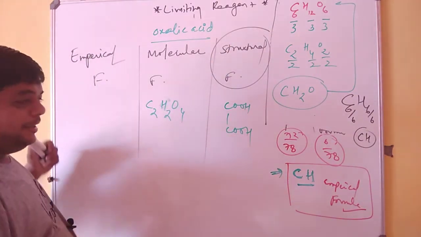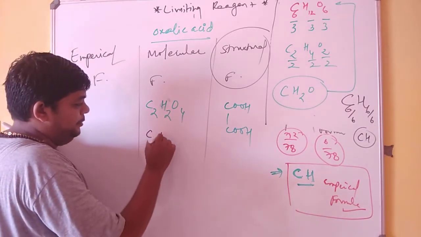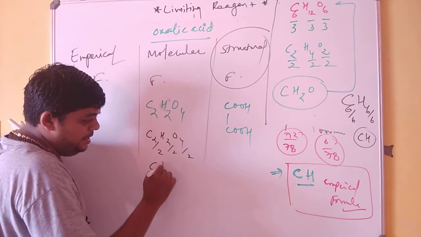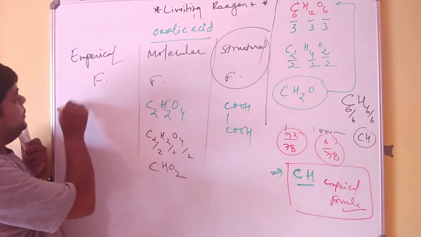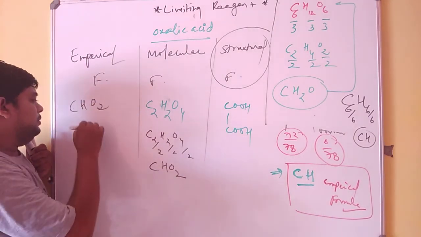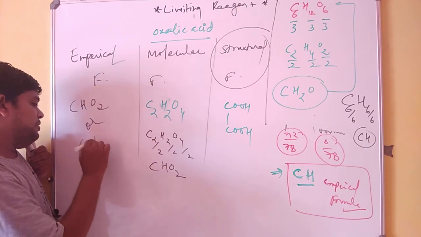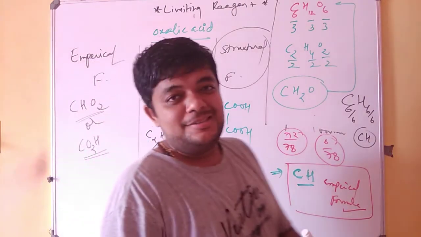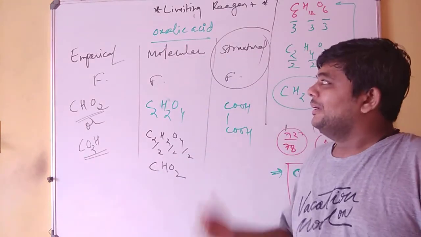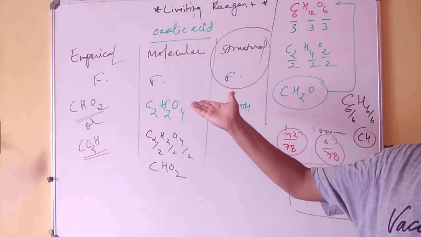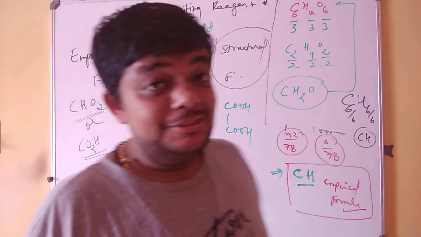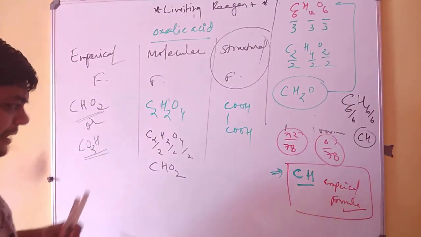And going for the empirical formula, divide it. Do you have any possibilities of dividing? Yeah. CHO2, or sometimes CO2H, whatever you wish. This is the empirical formula. Friends, this is the way from structural formula to molecular formula and from molecular formula to empirical formula. This is how you should do. Let us take one more example.